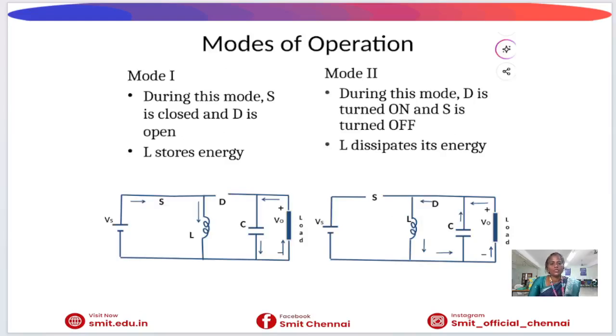In mode 1, the switch is turned on and the diode is off. During this interval, the input source supplies energy directly to the inductor. The inductor stores energy in its magnetic field. In mode 2, the switch is turned off and the diode becomes forward biased. The stored energy in the inductor is transferred to the load through the diode. The alternate charging and discharging of the inductor enable the converter to regulate the output voltage.